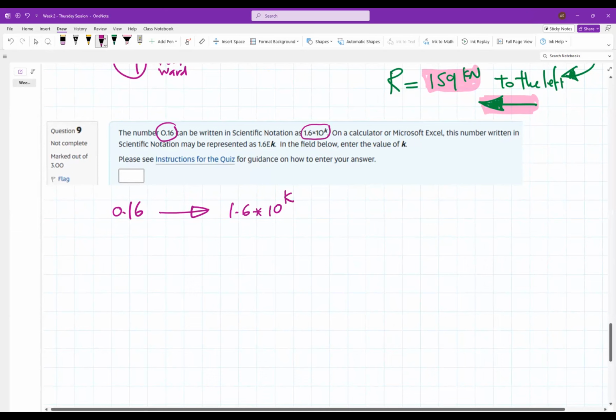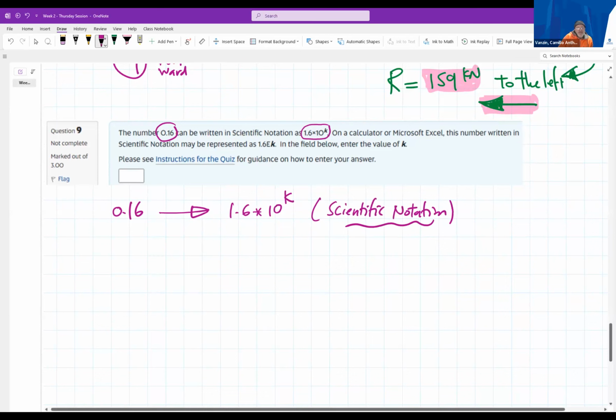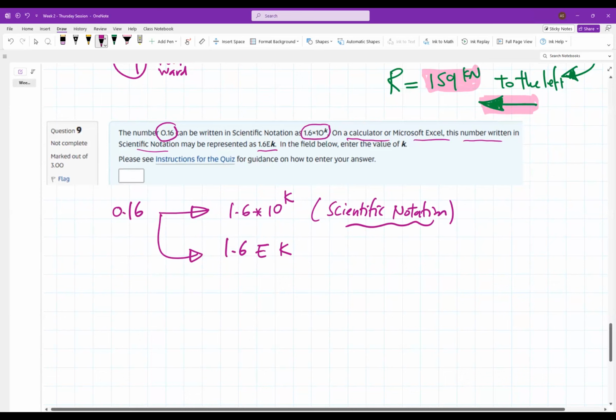Have you seen these scientific forms before for the numbers? This can be found on calculators or on Excel spreadsheets. This is one form, the scientific notation of the number, and in Microsoft Excel, the number can be written as 1.6 E k. So we can write this value in two forms: 1.6 times 10 to the power k or 1.6 E k.